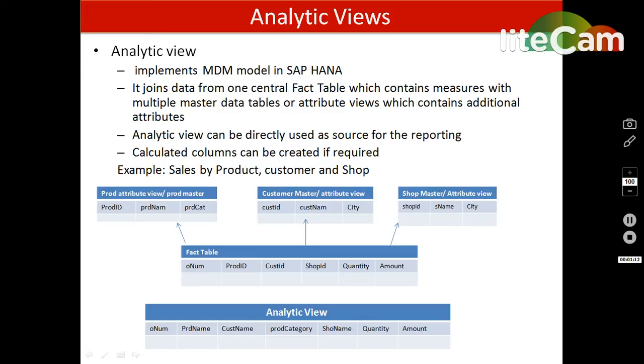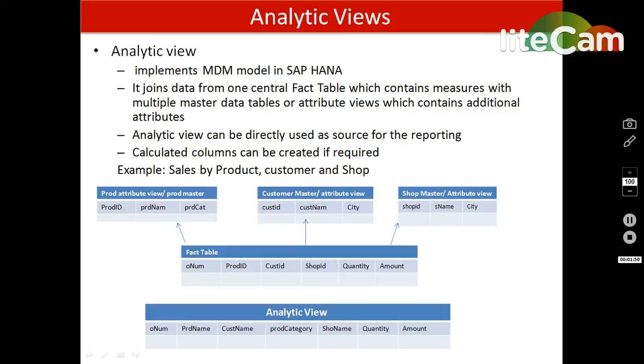For example, you have an attribute table called product attribute, which has product ID, product name, product category, etc. in its attribute master data table. And customer master contains customer ID, customer name, city, state, etc. And the shop master contains shop ID, shop name, city, etc. And your fact table has the information about the order number, product ID, customer ID, shop ID, quantity, and amount.